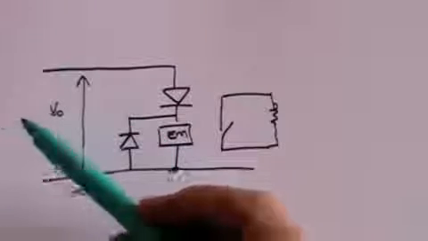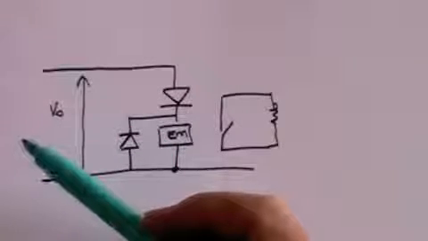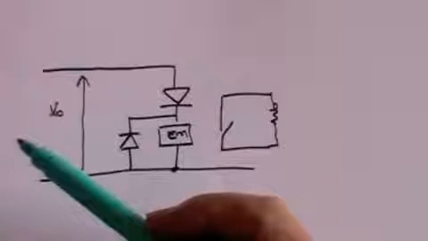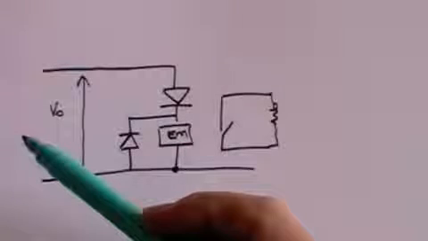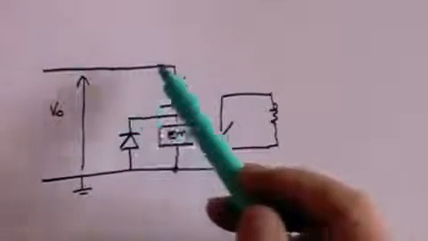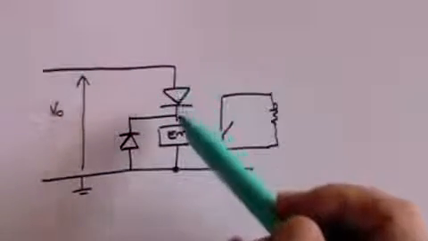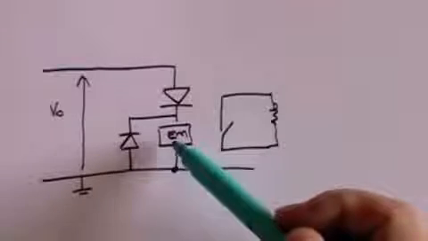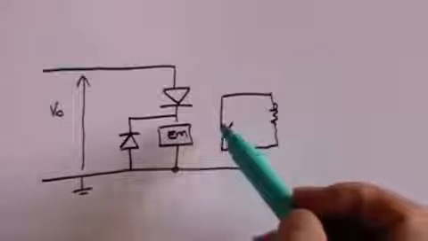Now, if back here the sensing device means that the polarity of the voltage changes, it changes from minus to plus, and we now have a positive voltage, then the current flows through the diode into the electromagnet. The electromagnet will cause the switch to close.